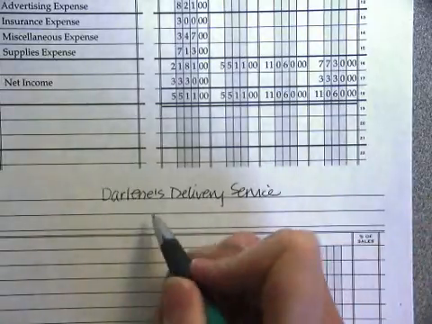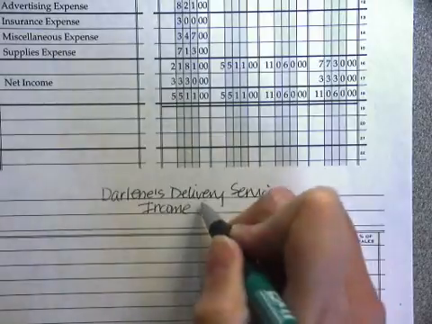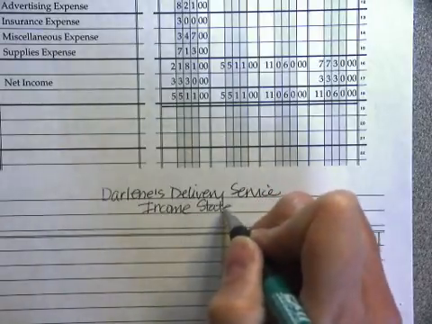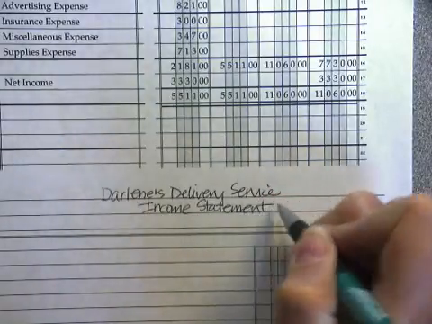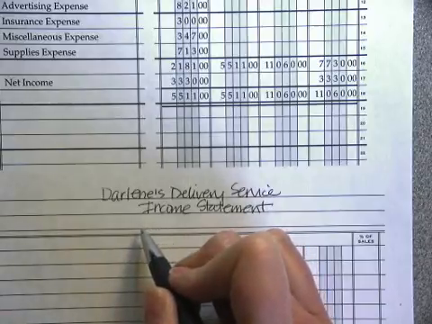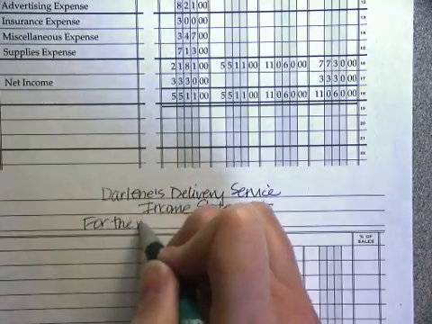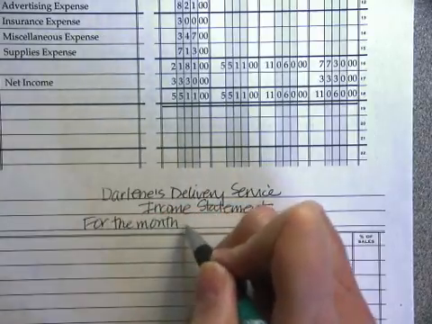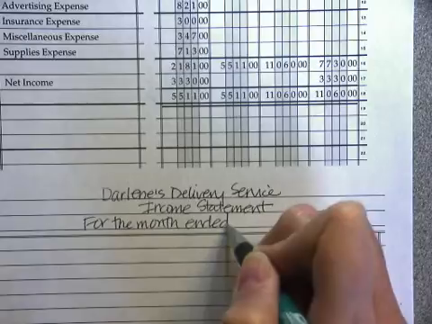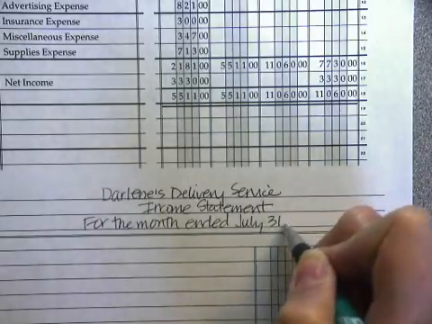What is the name of the report? This is an income statement. And when is the date? Income is reported over a period of time. So this is for the month ended July 31st of the current year.